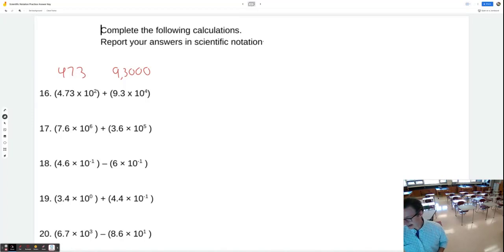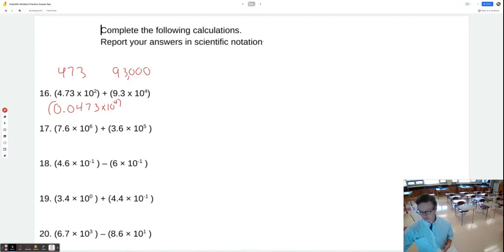Okay, so you can't just add the 4.73 and the 9.3 because they're not even close to the same place values. So we have to move the decimal point, and I always say move the smaller one to make it bigger. So I'm going to make this 0 point, since there's a difference of 2, I have to move the decimal point twice. So 0.0473 times 10 to the 4th. That is the same number as 4.73 times 10 to the 2nd.